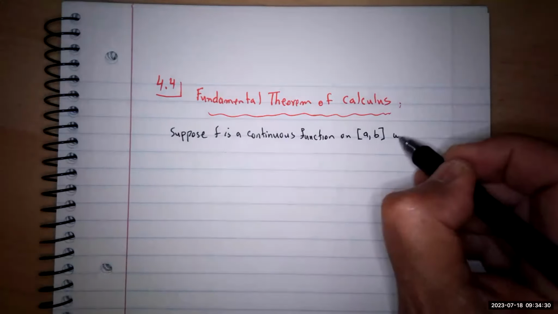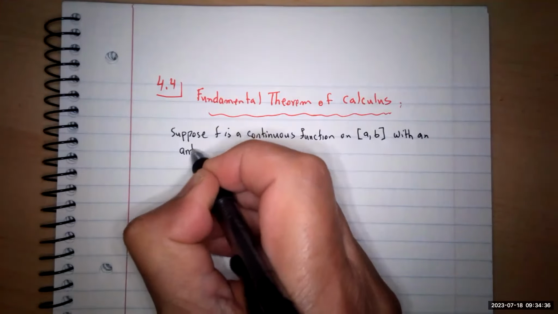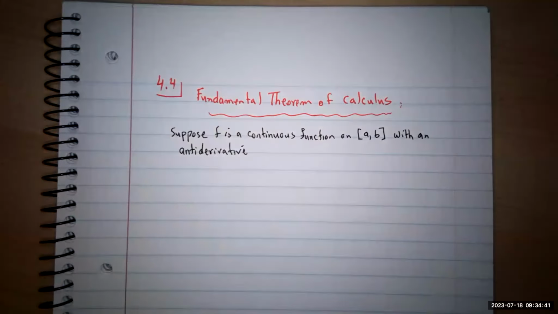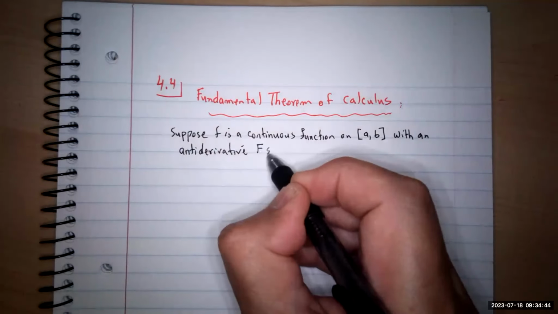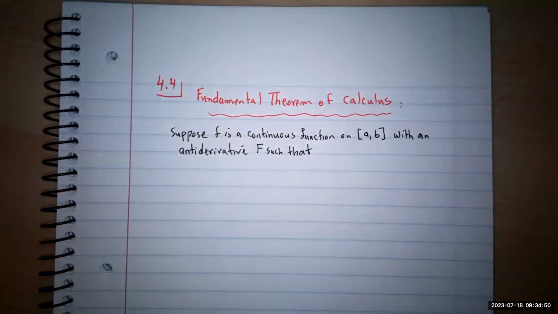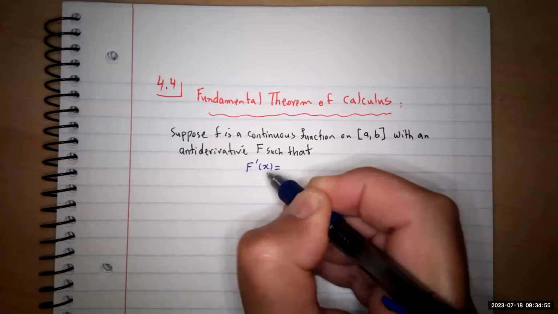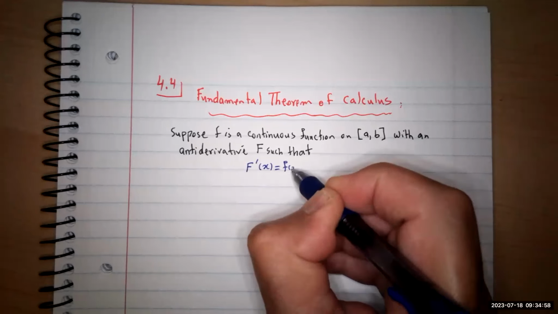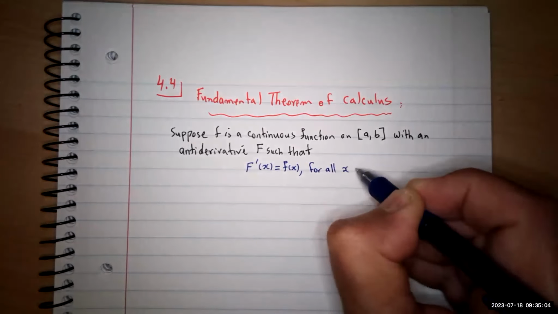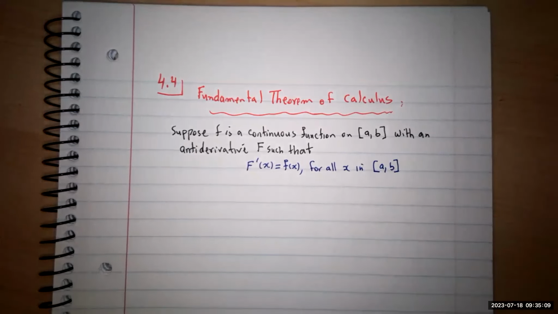with an antiderivative F such that, okay, such that, there you go. This is the definition of antiderivative, F prime of x is what? It is equal to f of x for all x in this interval. Remember, this is the first one that you are familiar with, the antiderivative.